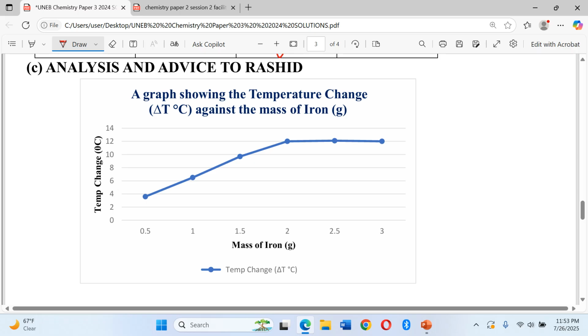Let someone know that on the vertical, because we said vertical is where we have the dependent variable, while down here on the horizontal is where we have the independent variable. The independent variable of ours was the mass of iron. The dependent variable was temperature. So the dependent variable goes on the vertical, the independent variable on the horizontal axis. I believe that is clear.